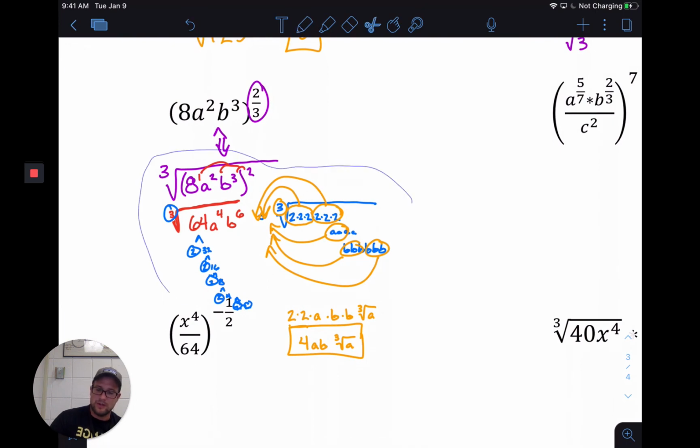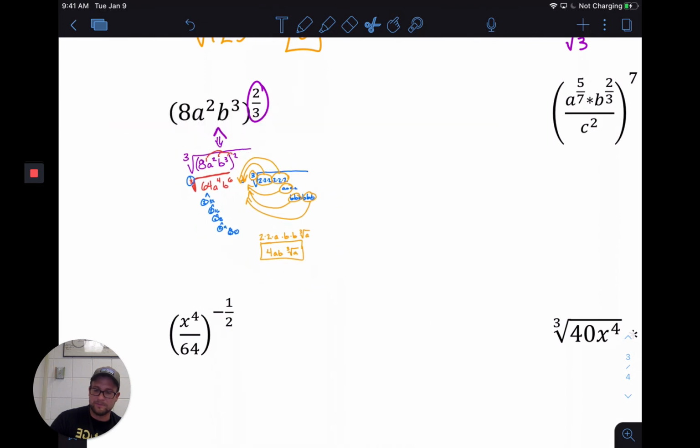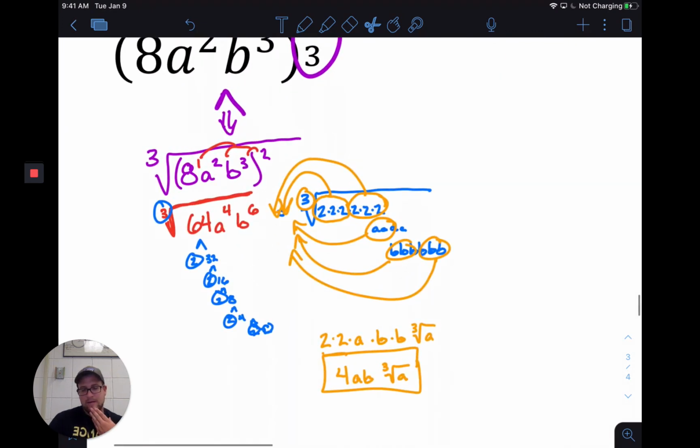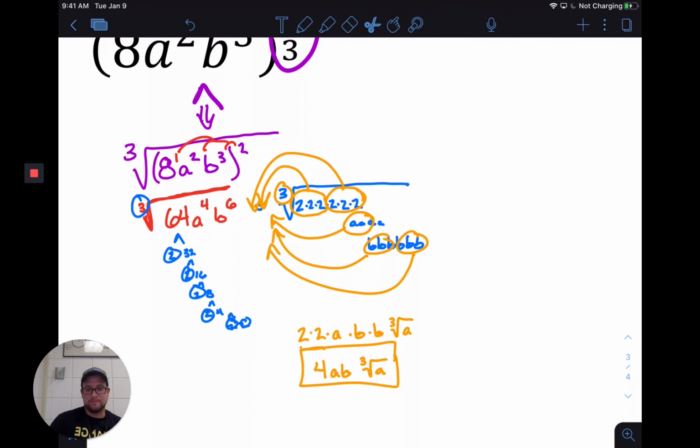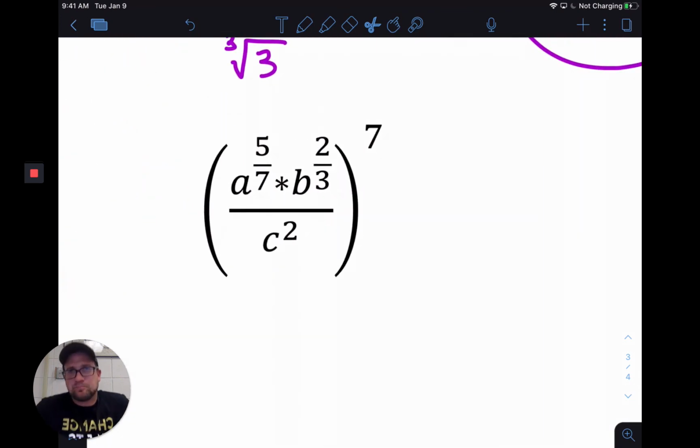Right, so definitely was able to make this a little bit simpler and nice to think about here, and more simplified, right? Here's another problem for us to consider. If I have a to the 5/7 times b to the 2/3 all over c to the second.